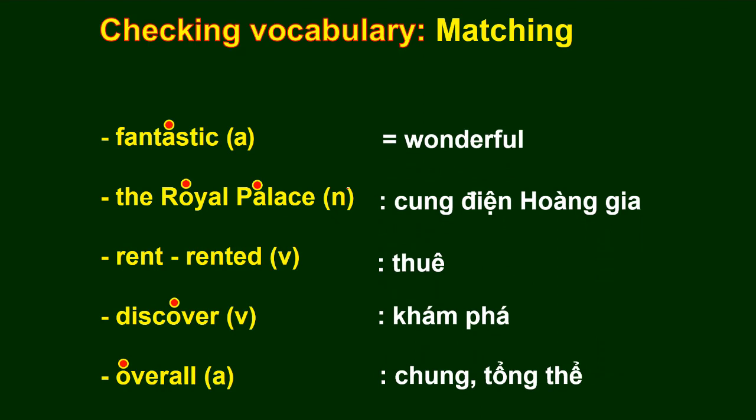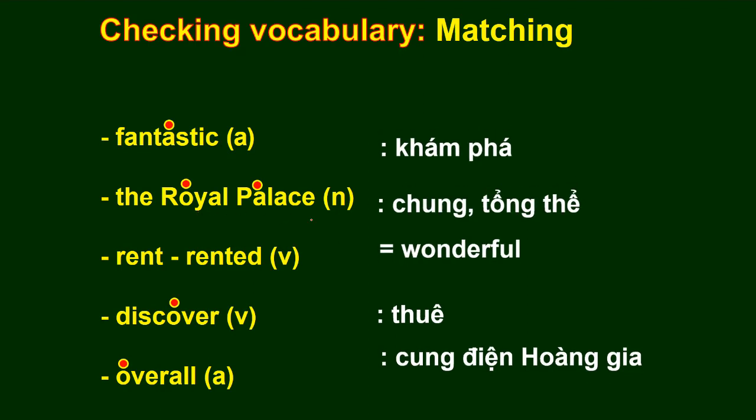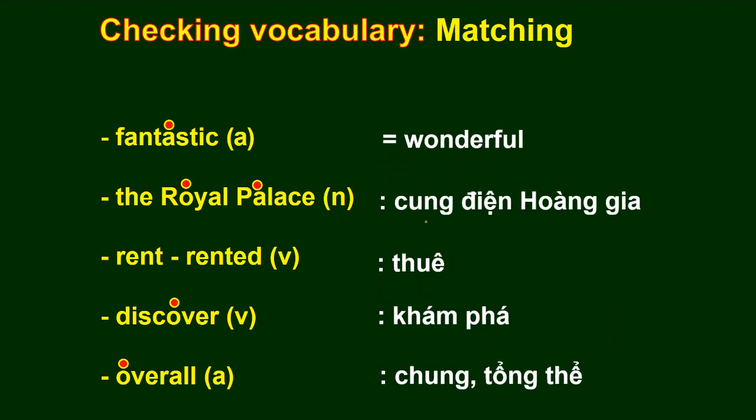Now let's check. Fantastic is wonderful, and the royal palace is Cung Dien Hoang Gia, and rent, rented is thuê. Discover, with a v sound, and overall.